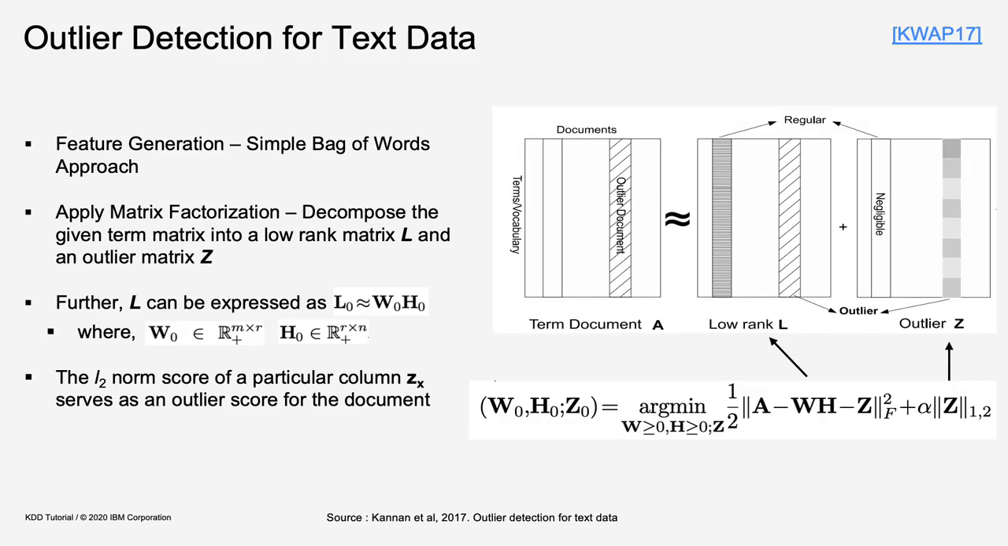The low rank matrix L is represented as a product of two matrices W and H. Intuitively, this corresponds to the case that every document A of i is represented as the linear combination of the R topics. In cases where this is not true, the document is an outlier, and those unrepresentable sections of the matrix are captured by the non-zero entries in the outlier matrix Z. Each entry in the Z matrix corresponds to a term in a document. The aggregate outlier behavior of the document i is computed as the L2 norm of the column Z of i.